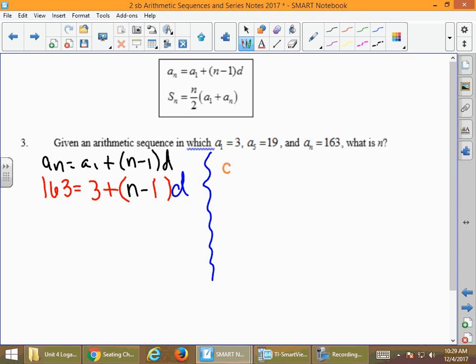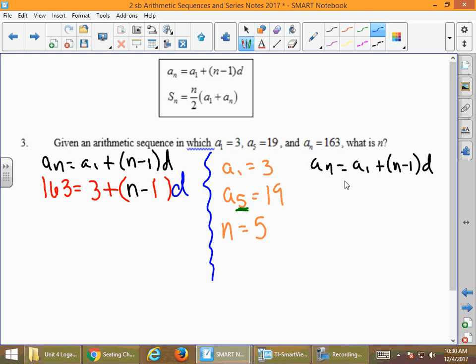And what we know is we do know that a sub 1 is 3. That's important. We know that a sub 5 equals 19. And implied in that is the fact there's the 5. And consequently, what that means is that n equals 5. And we're going to have to go back and use that information to help us determine what the common difference is. So same formula, the a sub n equals a sub 1 plus n minus 1 times d.